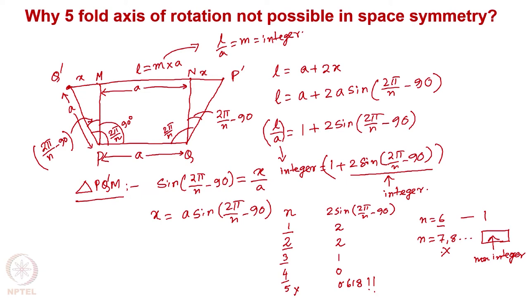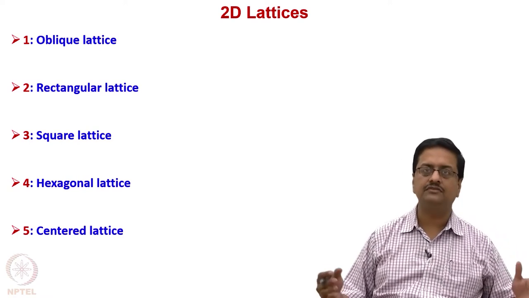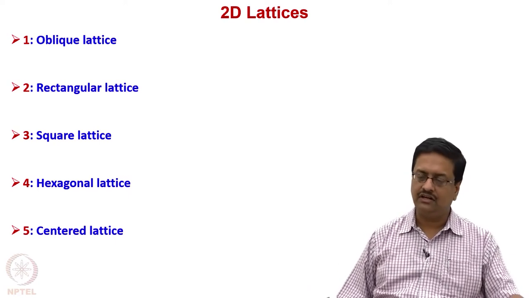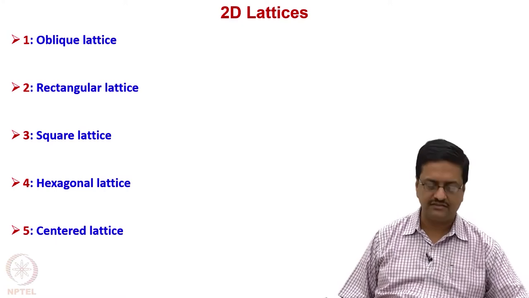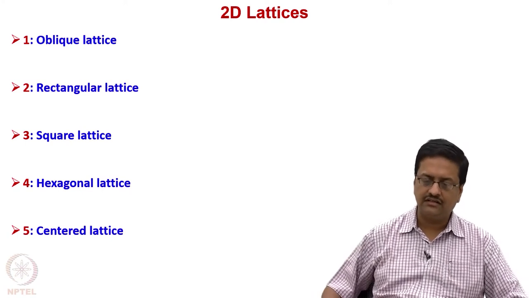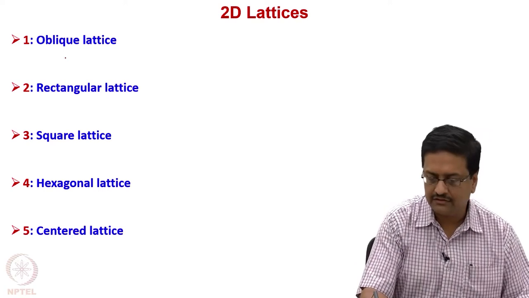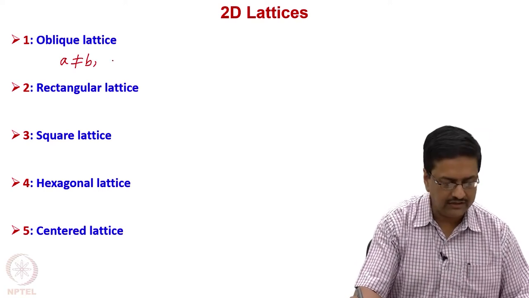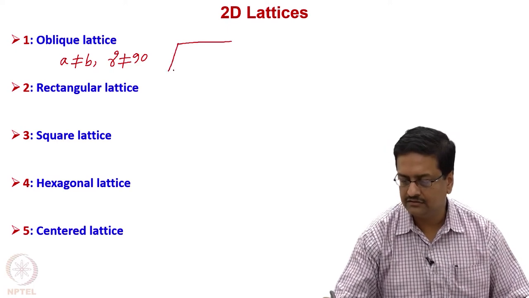So this puts a restriction on the number of principal axes that one can think of in crystallography. So now, depending on this understanding of how many different types of symmetry elements are possible, let us try to consider different two-dimensional lattices. In the previous class, if you remember, we discussed one-dimensional lattices and there were 7 of them. So now here we will talk about these two-dimensional lattices, which are of five different types. So when we say it is an oblique lattice, the restriction is like a not equal to b, and the angle between a and b, gamma, is not equal to 90 degrees. So an oblique lattice should look like this.